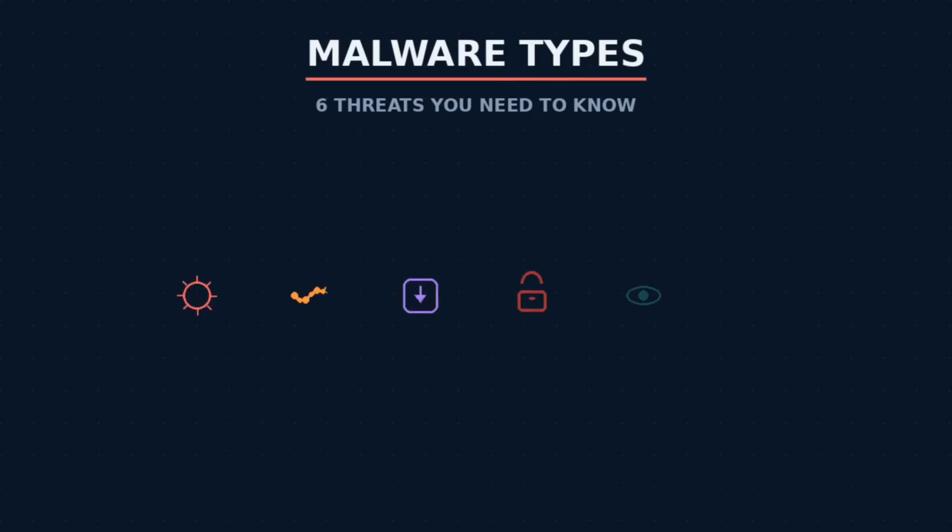Malware. You've heard the word 1,000 times, but do you actually know the difference between a virus and a worm, or why ransomware is way scarier than spyware? Today we're breaking down the 6 major types of malware, what they are, how they spread, and what to do once they're on your machine.